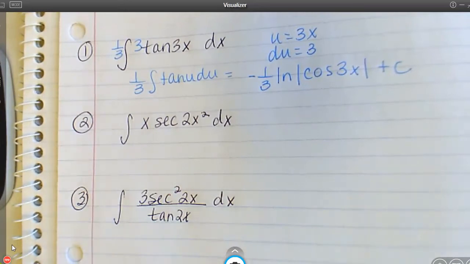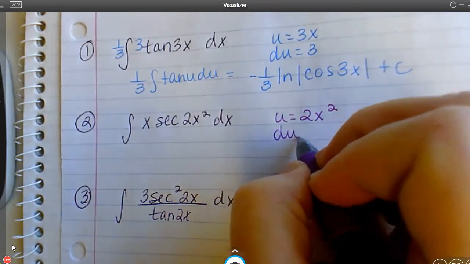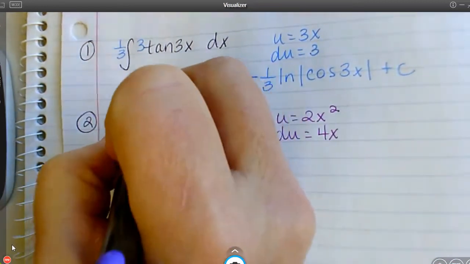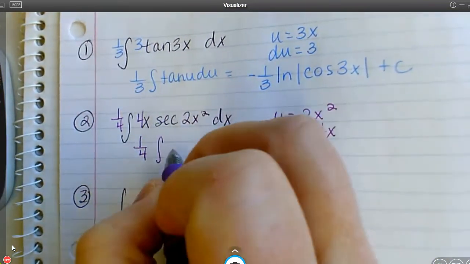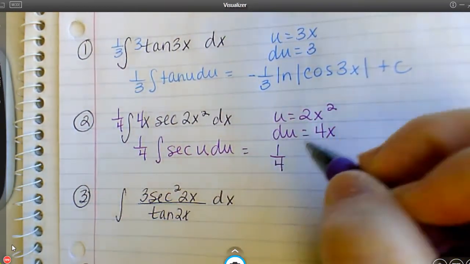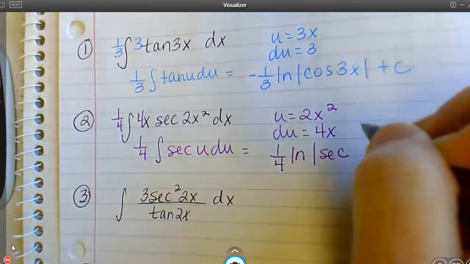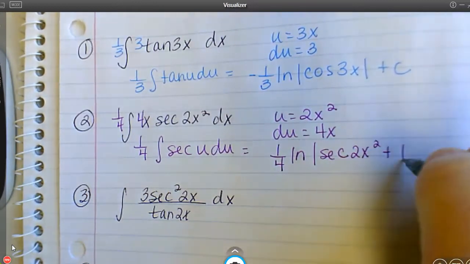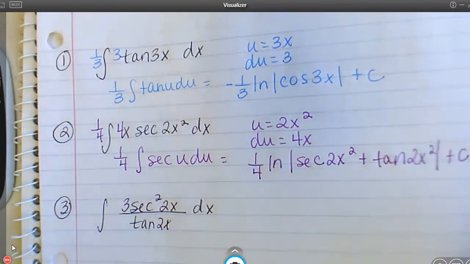So let's look at the next one, x secant of 2x squared. We know the integral of secant, so again we're going to do a u substitution with 2x squared. That comes out to be 4x, so we're missing a 4 and a 1/4. So that would be 1/4 integral secant of u. That's one of our rules. The antiderivative of secant is natural log of secant of u plus tangent of u plus c.